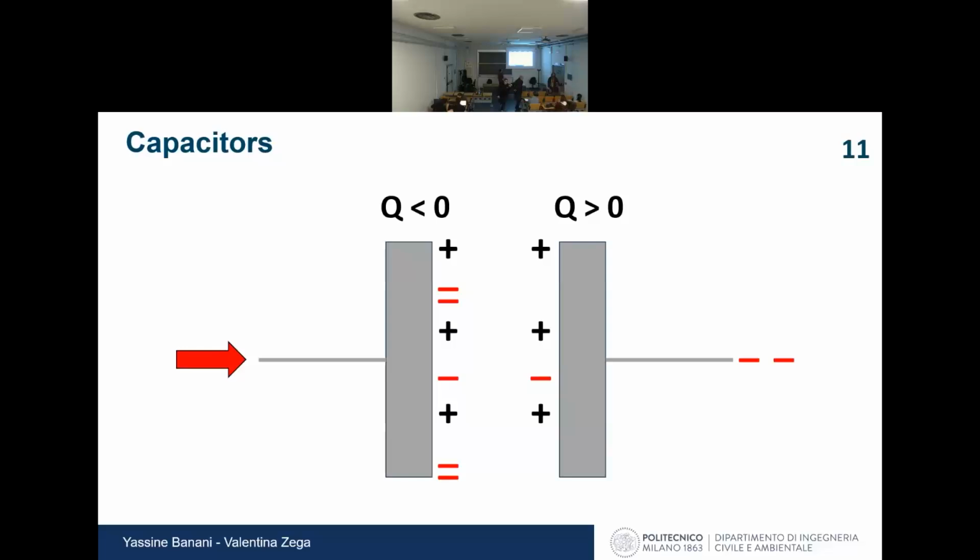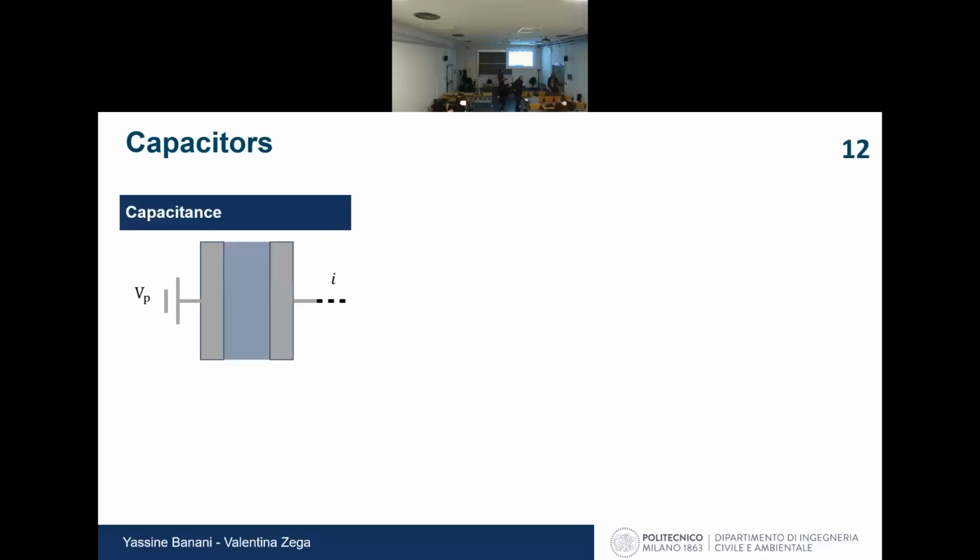The second effect is that we have an outflow of current. And this is what we call a capacitor. So if we have two parallel plates, we apply a voltage at the first one, we have an outflow of the current at the second one, and we will have an attractive force between these two.